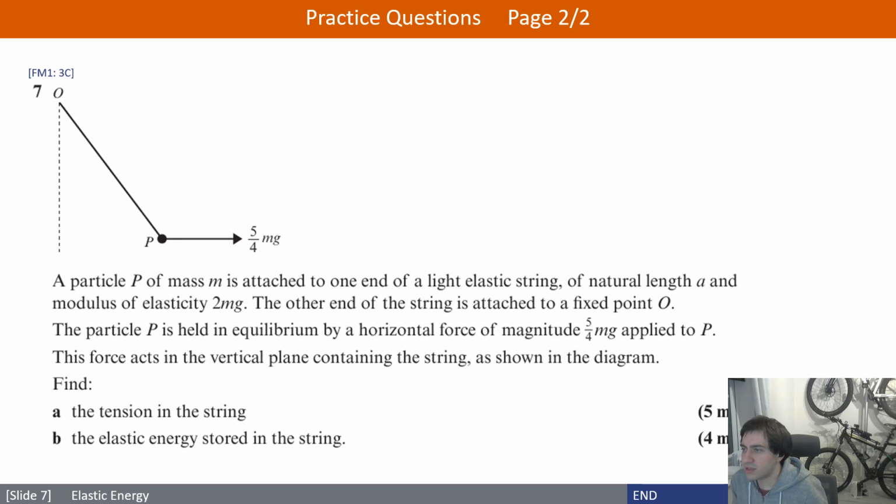Okay, and then take a look at this question here. Part A is mainly a bit of revision on calculating the tension, and then once you've done that, have a go at part B. Okay, you can pause the video now.